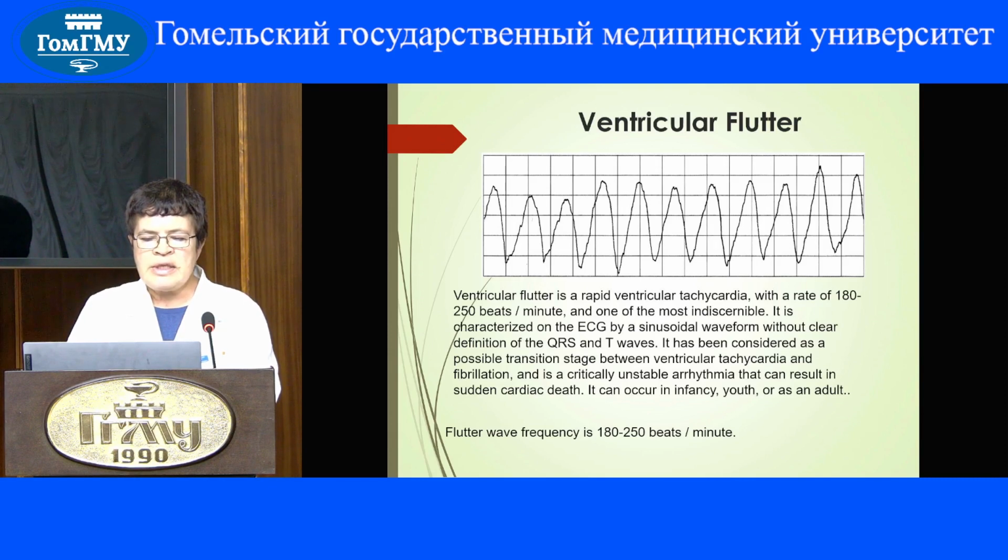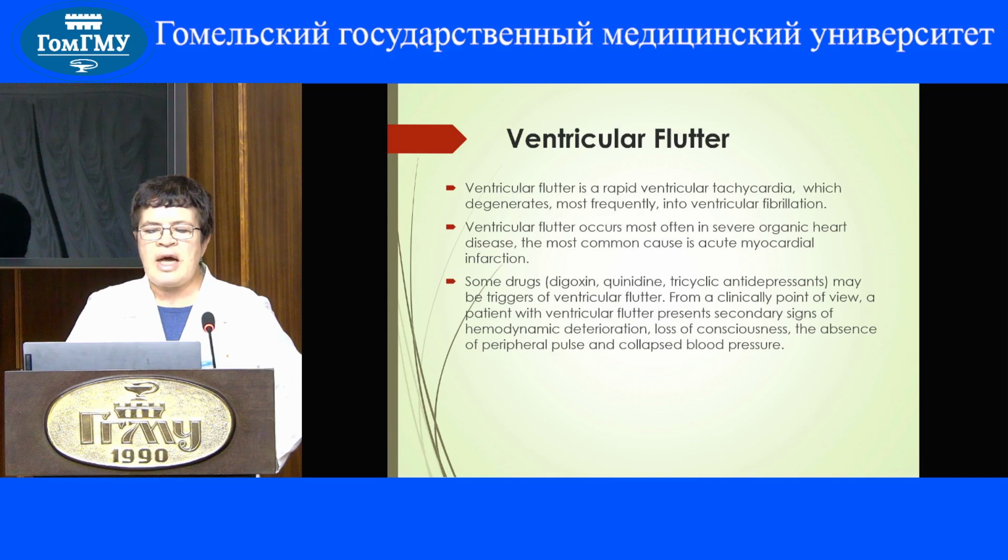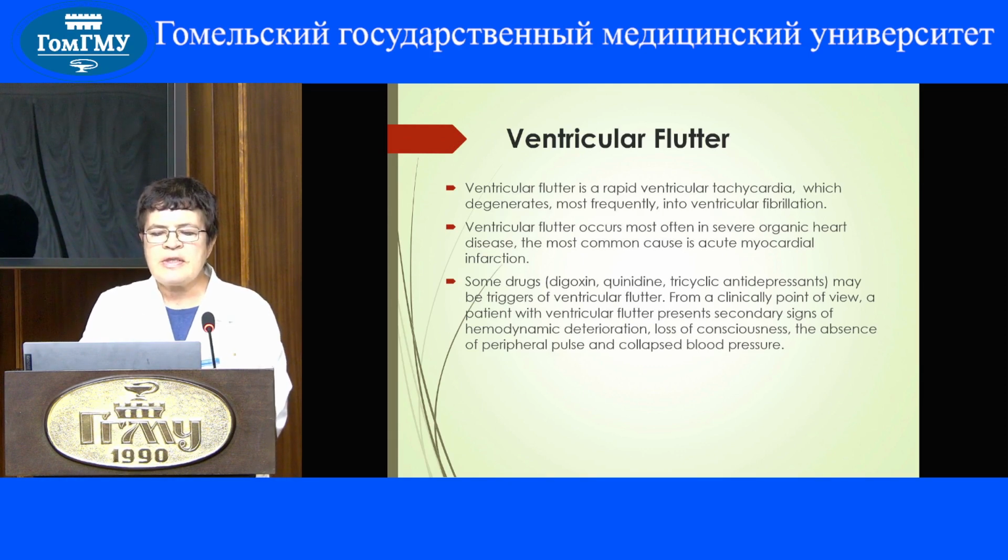It can occur in infancy, youth, and in adults also. Flutter wave frequency is from 180 to 250 beats per minute. Ventricular flutter is a rapid ventricular tachycardia, as I told, which then degenerates more frequently into ventricular fibrillation. Ventricular flutter occurs most often in severe organic heart disease. The most common cause is acute myocardial infarction. Some drugs, such as digoxin, quinidine, and tricyclic antidepressants, may be triggers of ventricular flutter.